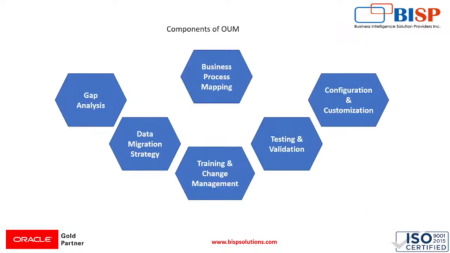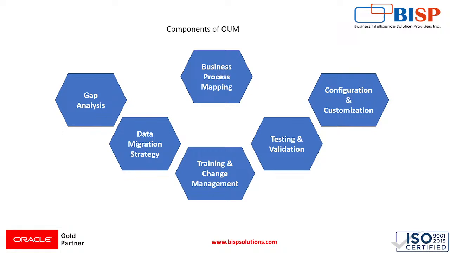What are the components of OUM? Here you can see the key components of OUM. The first component is business process mapping. We have to ensure business processes align with Oracle Fusion Financials. Here we have to map the output we are receiving from the source system, here QuickBooks, to the target system, so that the maps correlate to each other.